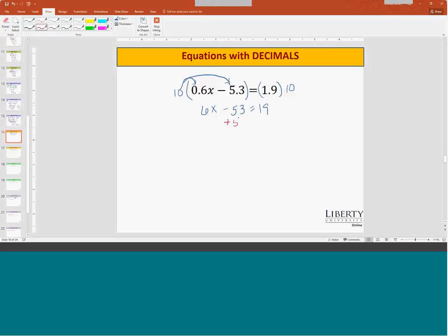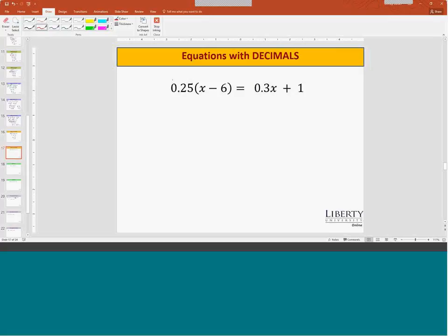In this equation, we're going to add 53 to both sides. 6x equals 72. Divide both sides by 6, and x is equal to 12. If you don't like fractions, get rid of them. If you don't like decimals, get rid of them. Here's an equation where we've got two different decimals, but one's in hundredths and one is in tenths.